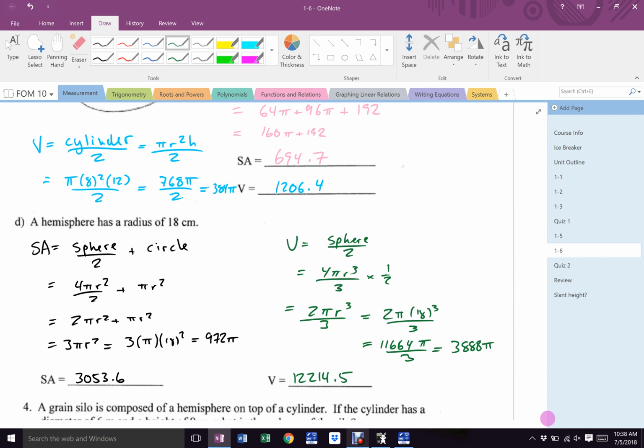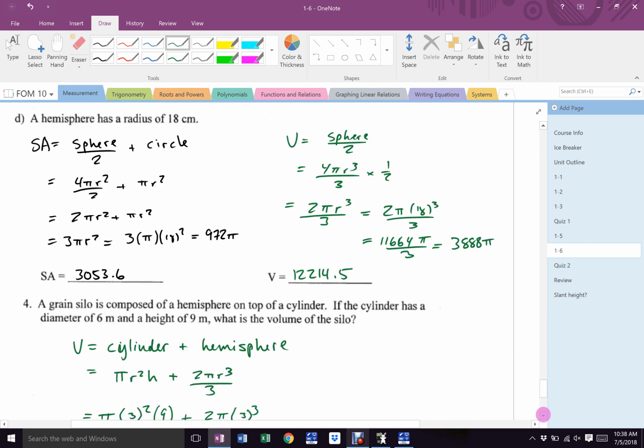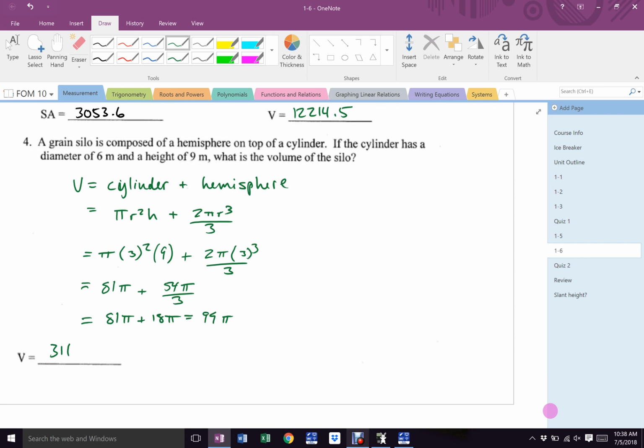And there is the hemisphere. And there is the double.